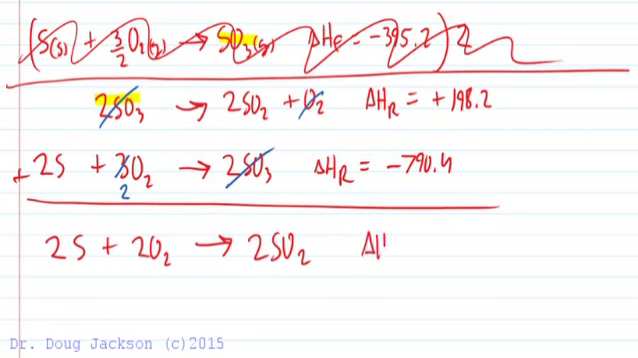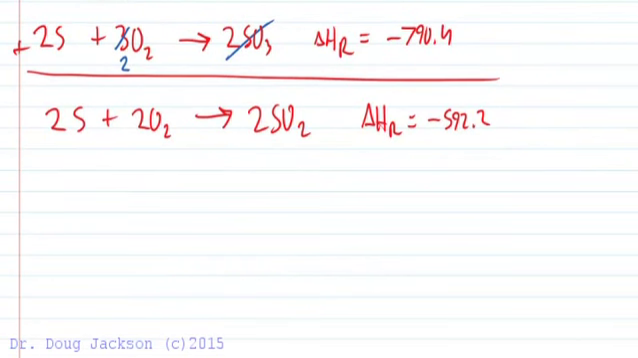The new delta H of reaction that we have is going to be the sum of these two, so negative 790.4 plus 198.2 gives us negative 592.2 kilojoules per mole. But we're not quite in terms of heat of formation. We've got to divide this equation by 2 to get this into terms of 1 mole.